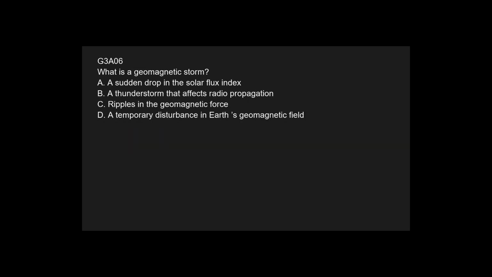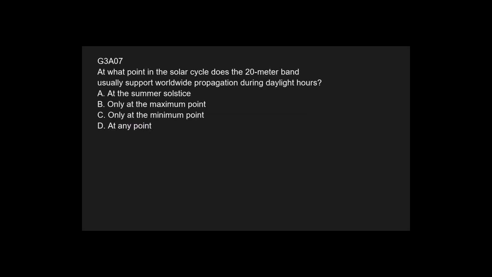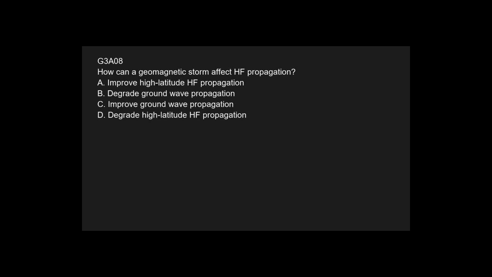Question: what is a geomagnetic storm? The correct answer is D. A temporary disturbance in Earth's geomagnetic field. Question: at what point in the solar cycle does the 20-meter band usually support worldwide propagation during daylight hours? The correct answer is D. At any point.